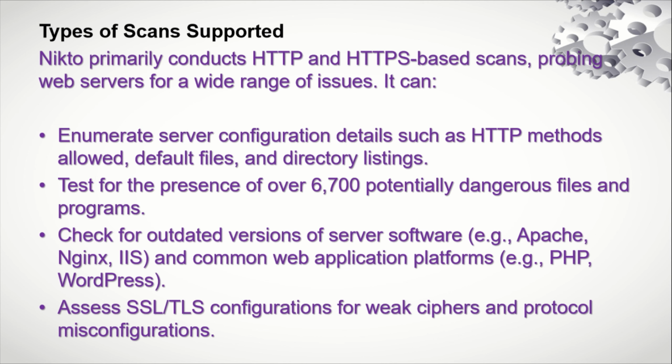So what type of scans can we use Nikto for? We can use it for server configuration details, like which HTTP methods are allowed. We can also use it to check for 6,700 dangerous files or programs, or check for outdated versions of server software. Or even assess the SSL configurations for weak protocols and misconfigurations, because Nikto helps us scan various types of vulnerabilities on a web server or a website.